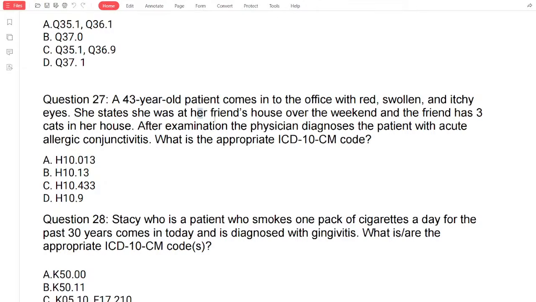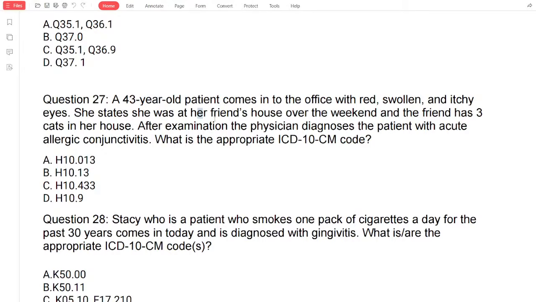Actually, for question 27, option B is the correct answer here: H10.13. Okay, so let me explain the code. The code explains acute atopic conjunctivitis, bilateral. It means some allergic conjunctivitis is mentioned in our question, right?